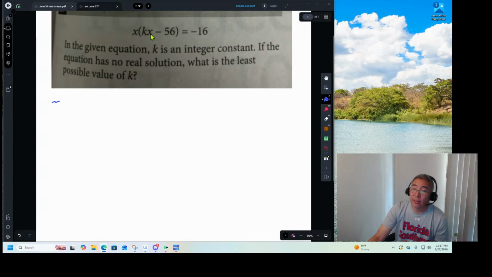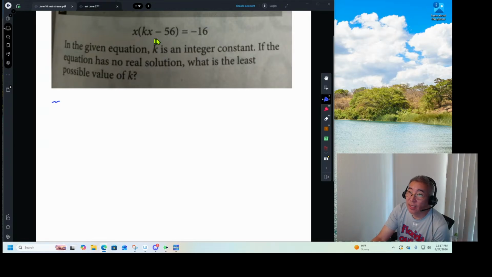All right, so here is the problem of the day. We have x(kx - 56) = -16. They say that k is a constant and it's an integer. If the equation has no real solution, what is the least possible value of k?